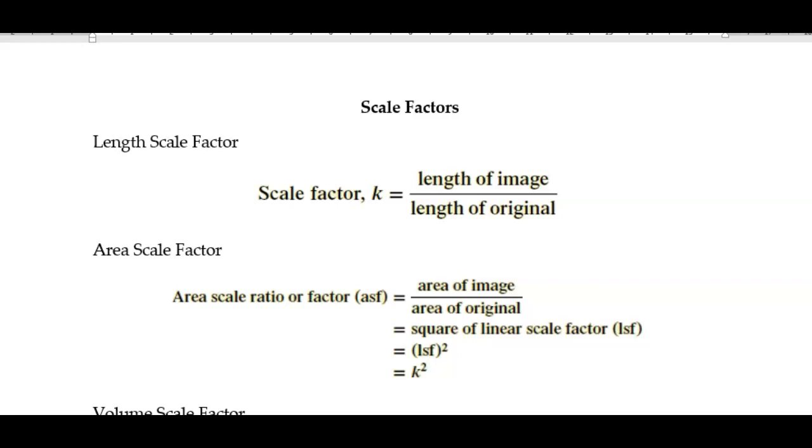The length scale factor can be found by going the length of the image divided by the length of the original. Now, obviously, length of the image, length of the original tells me that we're having two items, one being the image, the other being the original. Unless it is clearly specified in the question, you can pick whichever one as the image and the other one as the original.